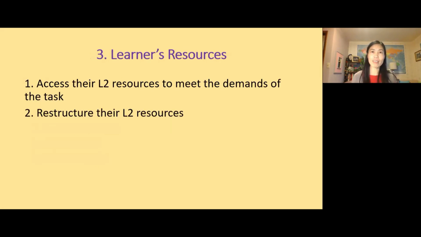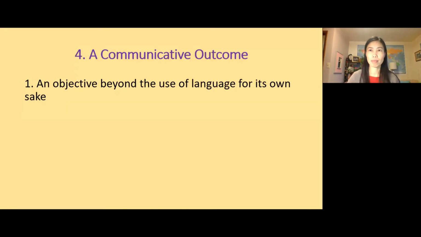The third criterion is that learners need to use their own resources, linguistic resources, as well as non-linguistic resources to achieve the communicative outcome. And by doing this, they access their own resources and restructure their resources. And through this process, language development may occur.